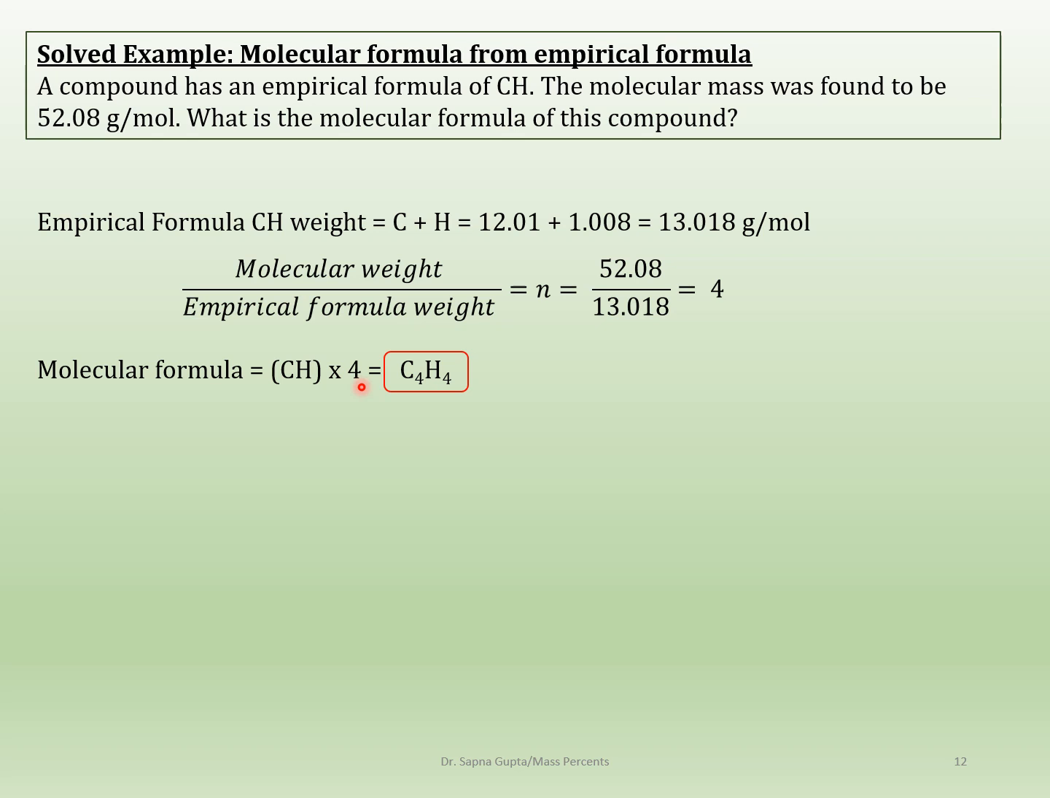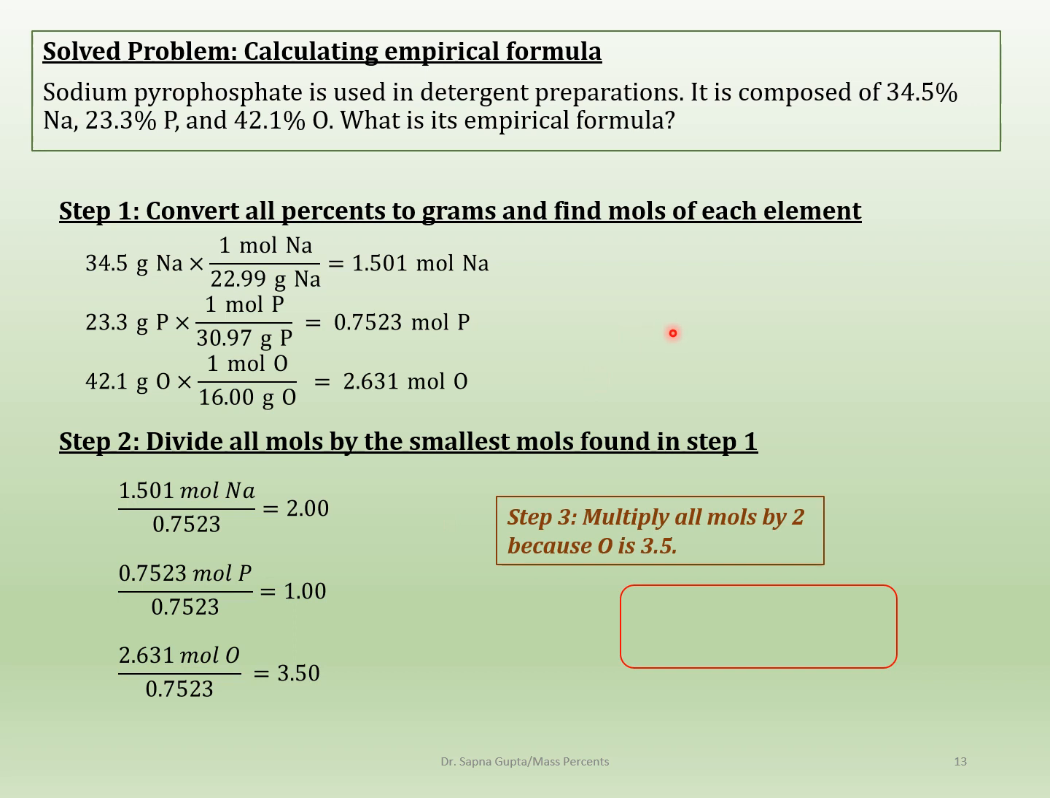Okay, so see how that works. Once you have your empirical formula, you find the mass of that, and then you divide the molecular weight by that mass. That will give you the integer that you need to multiply with. We'll do some calculations with that too, but this is just to get you warmed up.